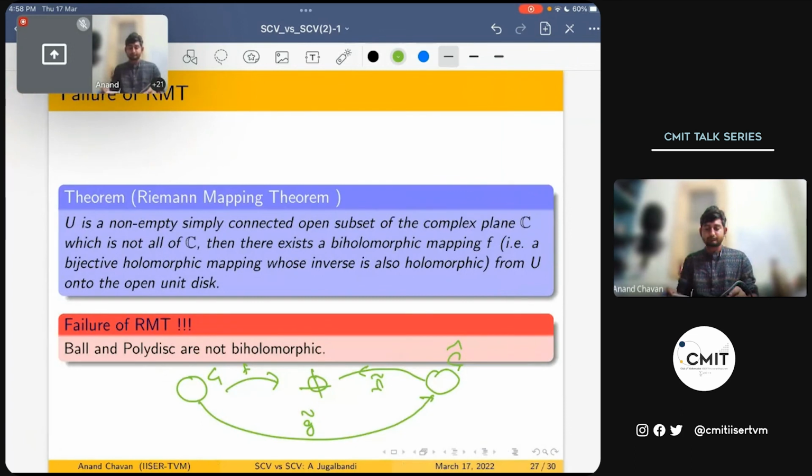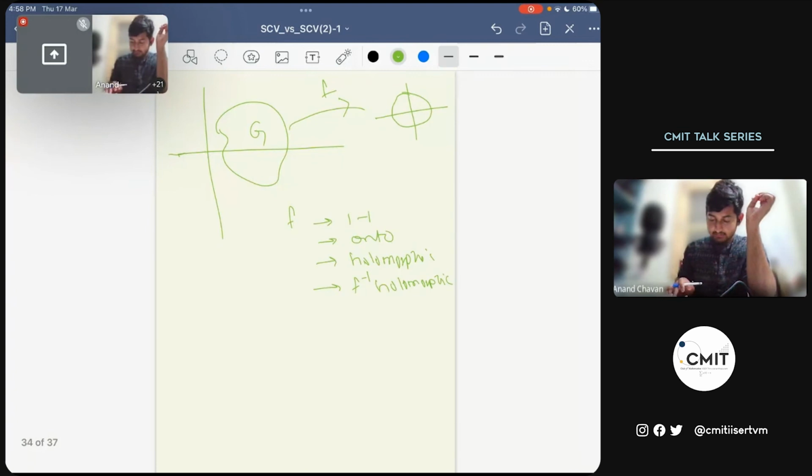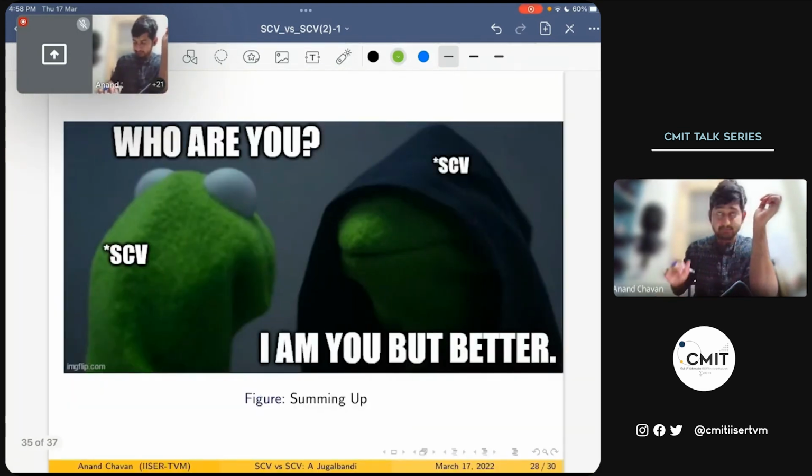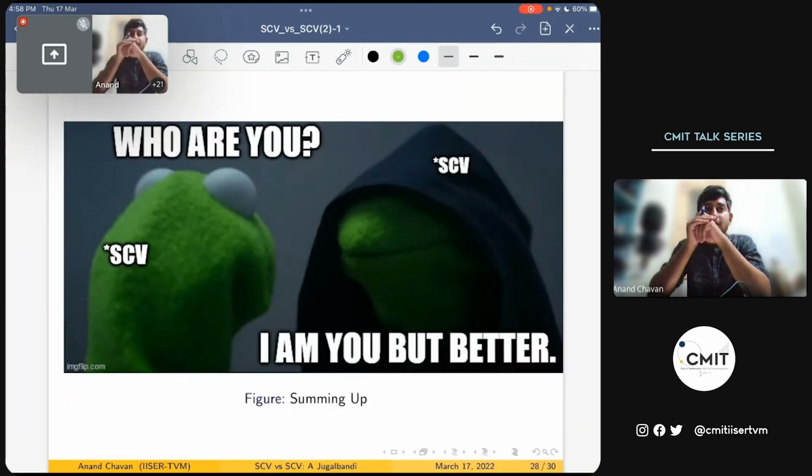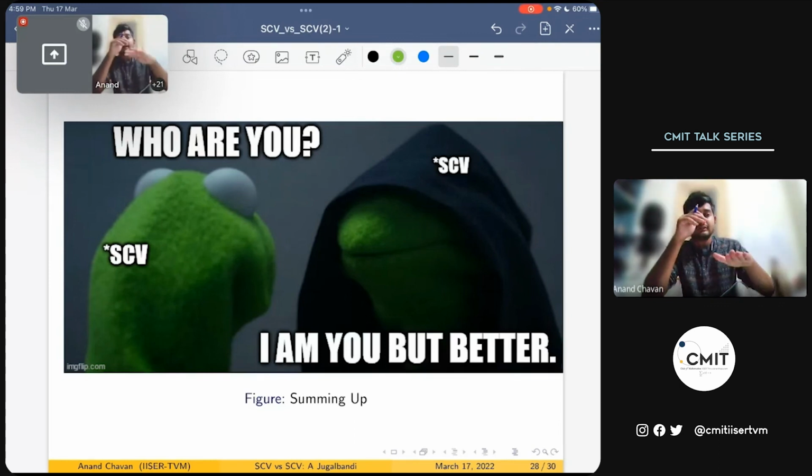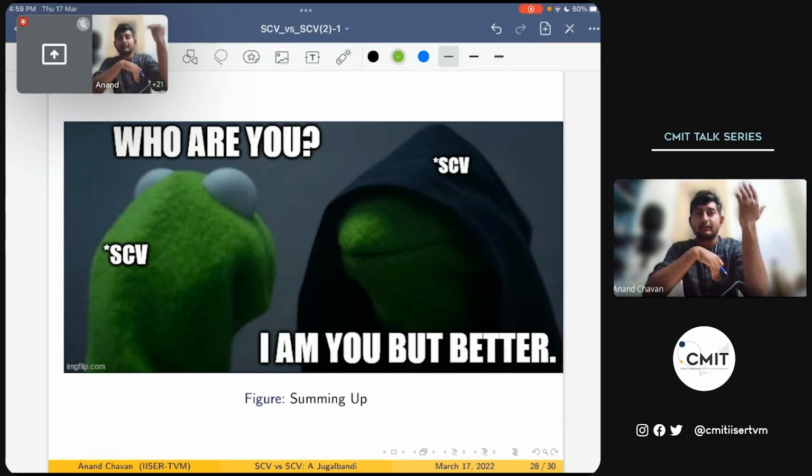So that's what I have planned for this talk, and let me sum up with a meme. The single complex variable was beautiful in its own sense, but when we extend it to higher complex dimensions, it becomes more beautiful, in the sense that it still holds the important properties of a single complex variable, and again gives us something richer than the things we have in a single complex variable.